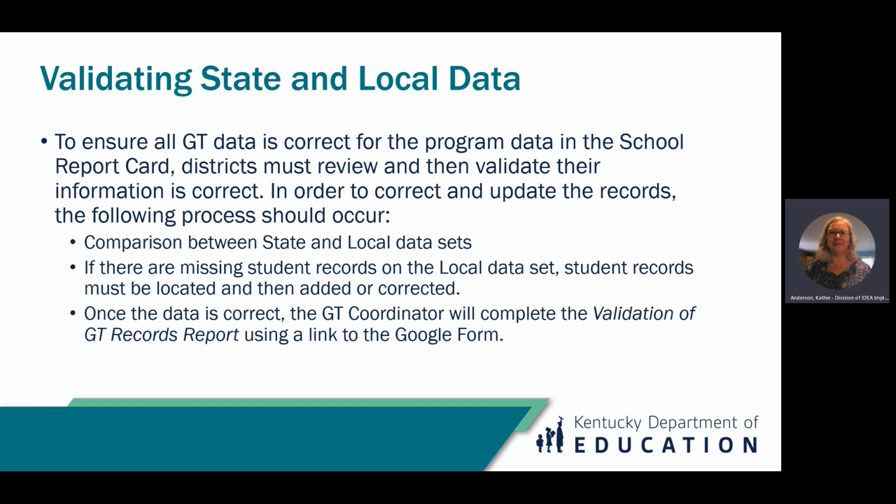To ensure all GT data is correct for the program data in school report card, districts must review and then validate their information is correct. In order to correct and update the records, the following process should occur. Compare a comparison between state and local data sets. Then if there are any missing student records on the local data set, student records must be located and then added or corrected through the correct transfer process in Infinite Campus. And then once the data is correct, the GT coordinator will complete the validation of GT records reports using the link to the Google form.